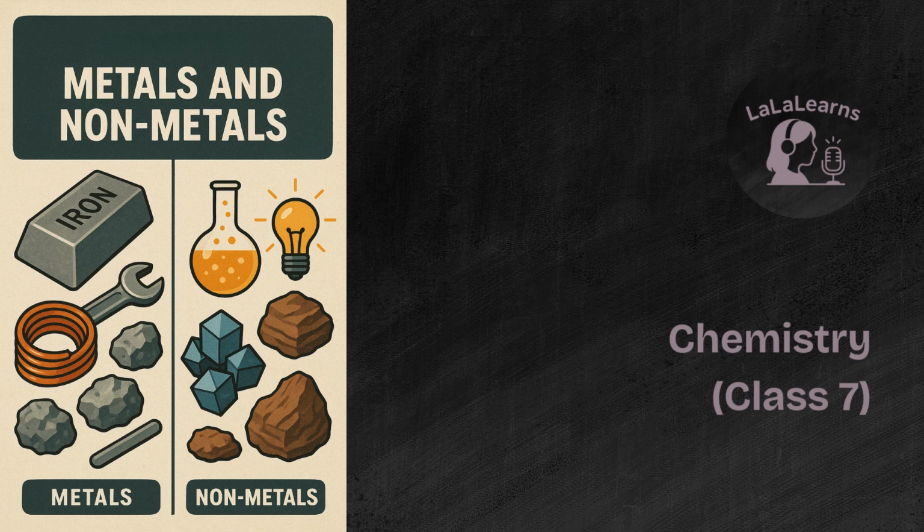Okay, so we've got the building blocks, the main categories, metalloids, noble gases. Got it. But let's get practical. How do we actually tell the difference? Without needing a chemistry lab, what can we see or feel? Right. This is where you can really see the distinctions.